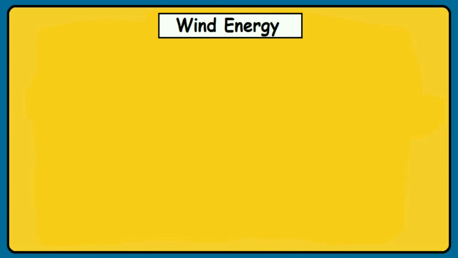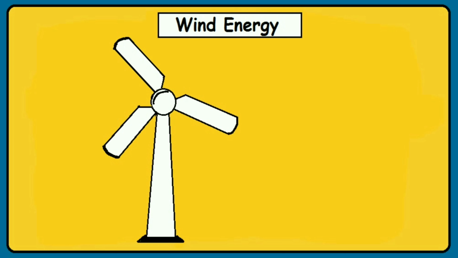Next is the wind energy. The principle is the same here. There is a turbine which is rotated by the wind, and that turbine helps the generator to produce electricity.